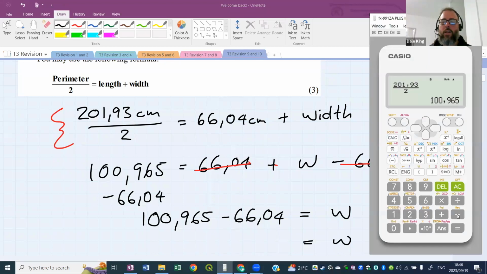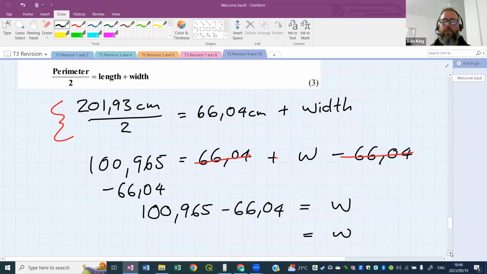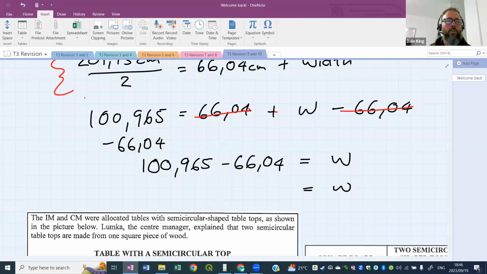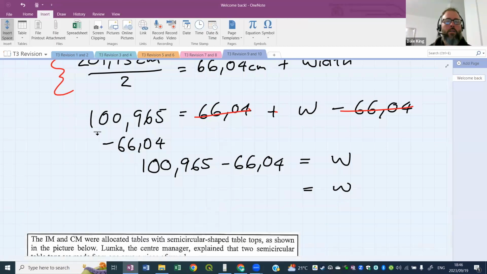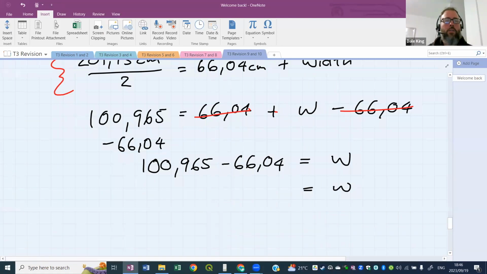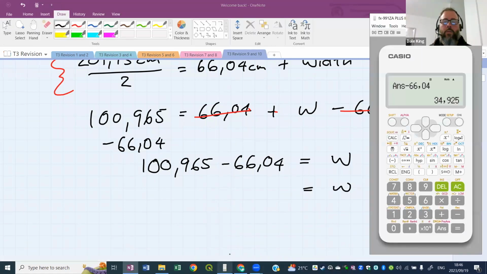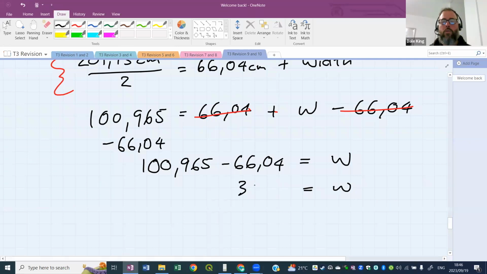So let's get it there and say 100,965 minus 66,04 gives us 34.925. I'm running out of space tonight in a big way. These questions are long. 34.925, if I'm not mistaken, 34.925 centimeters. All right, and I'm going to round it off to 34.93 centimeters.